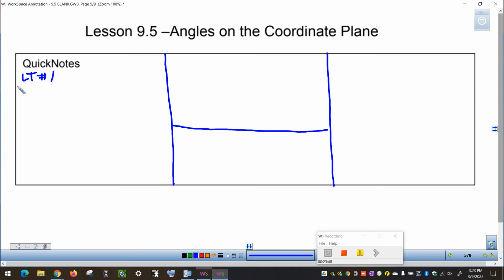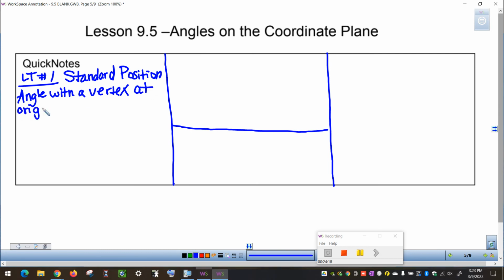All right, so let's take a look over at the whiteboard. So first learning target here was just to draw angles in standard position with both positive and negative angle measures. All right, so let's title this standard position. And this is just an angle that has a vertex at the origin, meaning at the center of that XY axis, and one side on the positive x-axis.